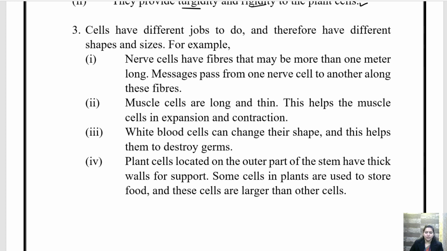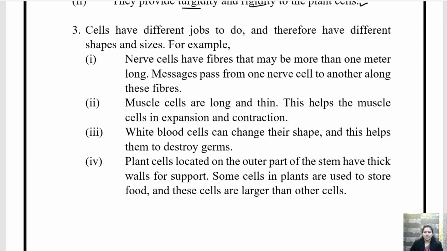Now coming on to question number 3. What is question number 3? Question number 3 is, with the help of examples, show the variation in shapes and size of the cell.